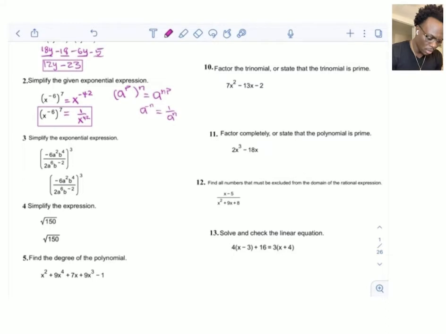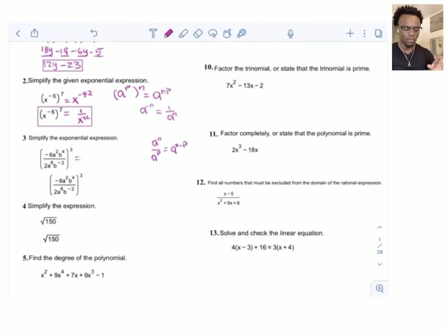Number 3, we're going to use the same property we used in number 2, but we need to make sure we simplify the expression inside the parentheses first. So the property we need to know is that if you have a exponent n over a exponent p, it is a exponent n minus p.